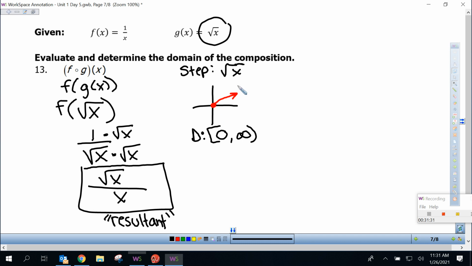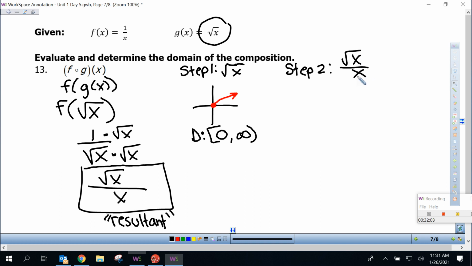Oh, I just put steps. This was step 1. Okay, step 2. In step 2, you find the domain of the what? Resultant. So the result that we got from evaluating is square root of x over x.